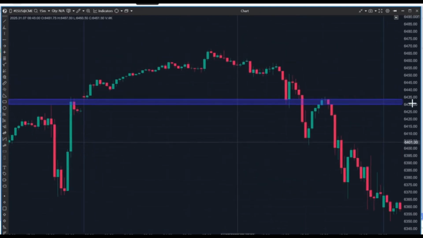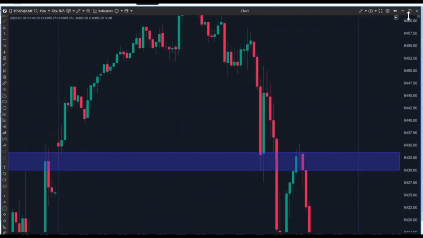So extra confirmation comes from using the footprint charts, right? So by using ICT or smart money concepts or any of your trading with order flow, you get an indication as to what's going on at key levels. Okay, so let's break this down.